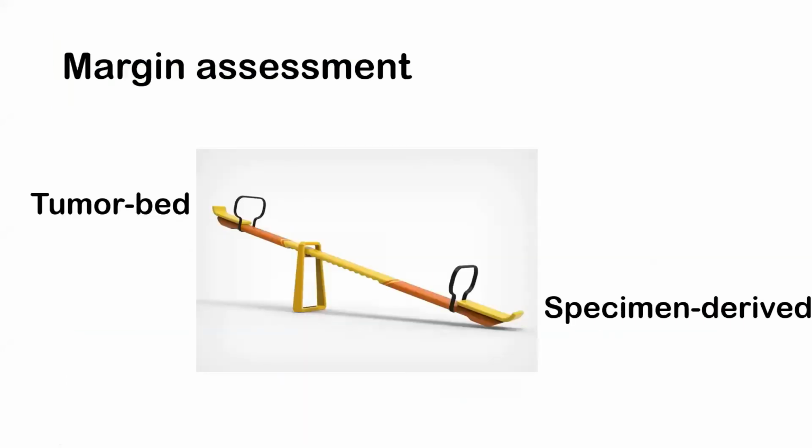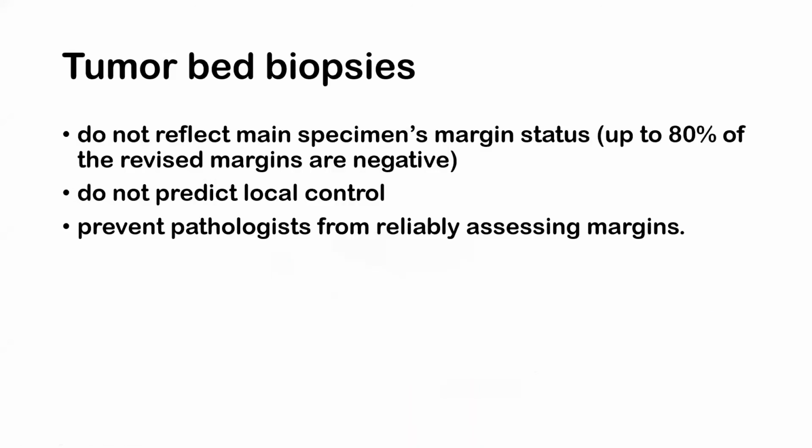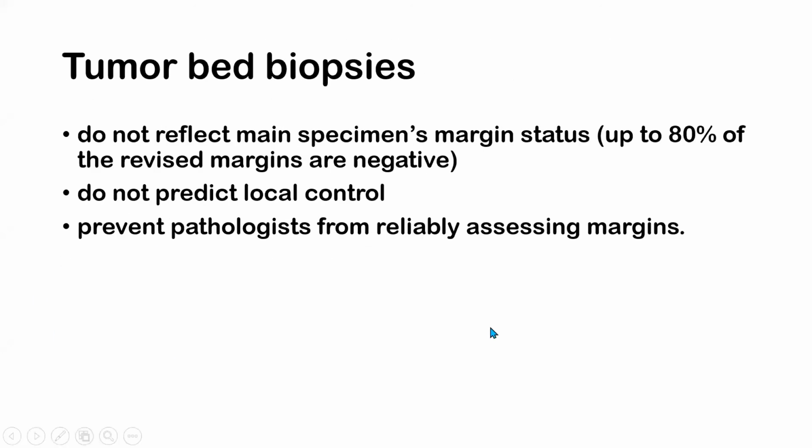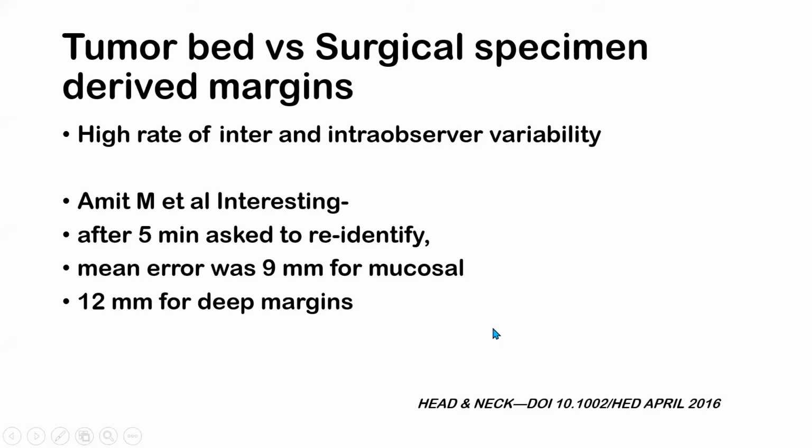The other issue is margin assessment from the surgical defect, or tumor bed derived sampling, versus specimen derived sampling. In TMH, we have always followed specimen derived sampling, and it is now very well shown that tumor bed biopsies are not reflective of the true margin status, and they do not predict local control. It is also difficult to reliably assess the margins for the pathologists, and there is a high rate of inter and intra-observer variability.